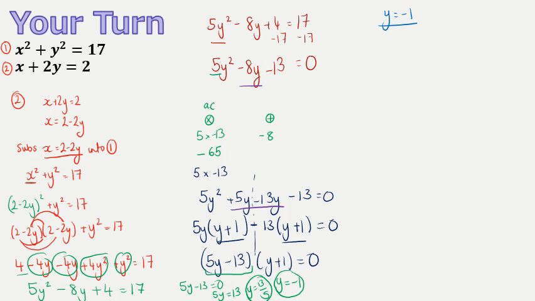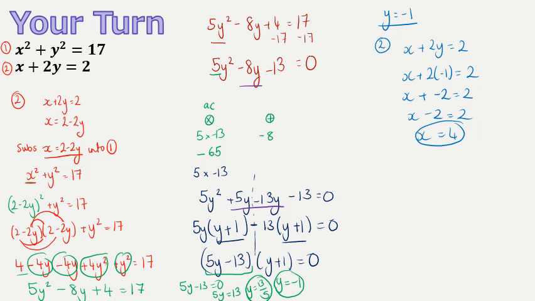I'm going to substitute into equation 2 because I don't want to have to deal with x squareds or y squareds. Equation 2 says x plus 2y equals 2. So when y is minus 1, we would replace the y with minus 1. x plus 2 times minus 1 equals 2, so x minus 2 equals 2. So x therefore must be 4. So one of my solutions is when x is 4, y is minus 1. I'd make sure to underline it, make it clear that's your answer.